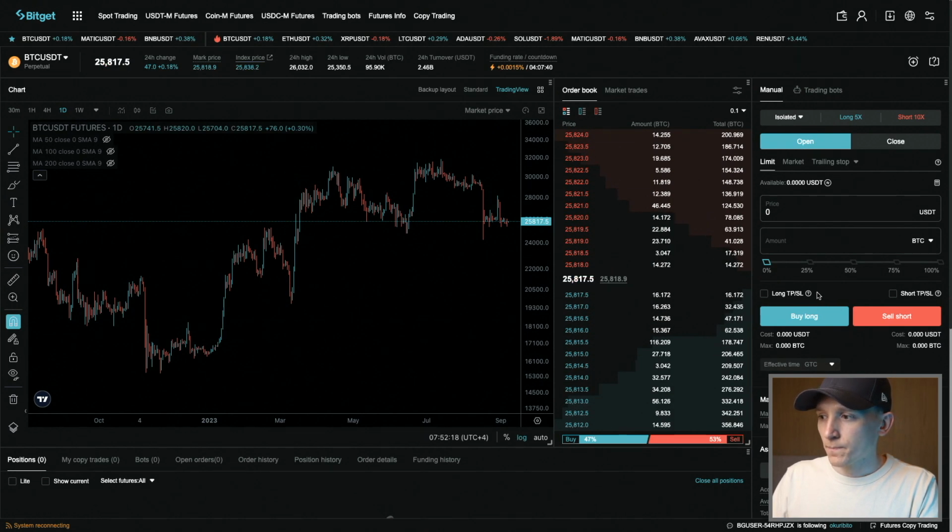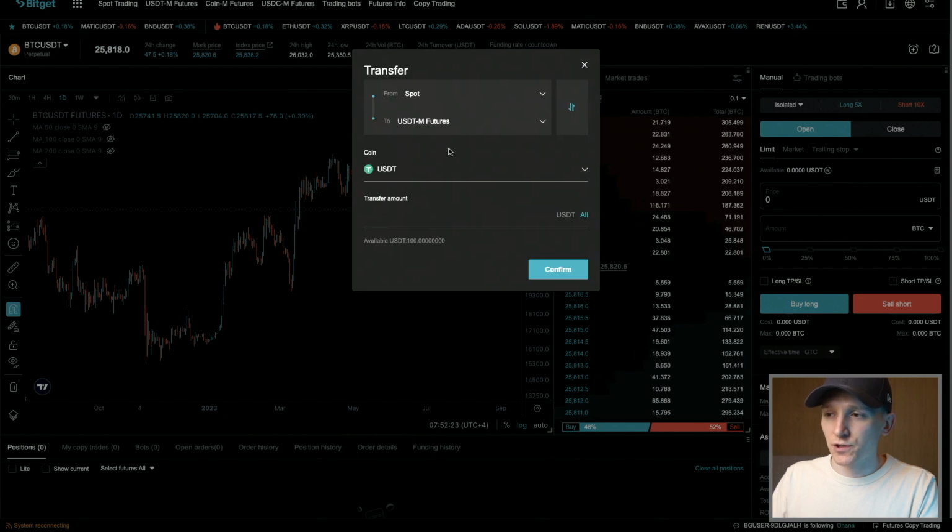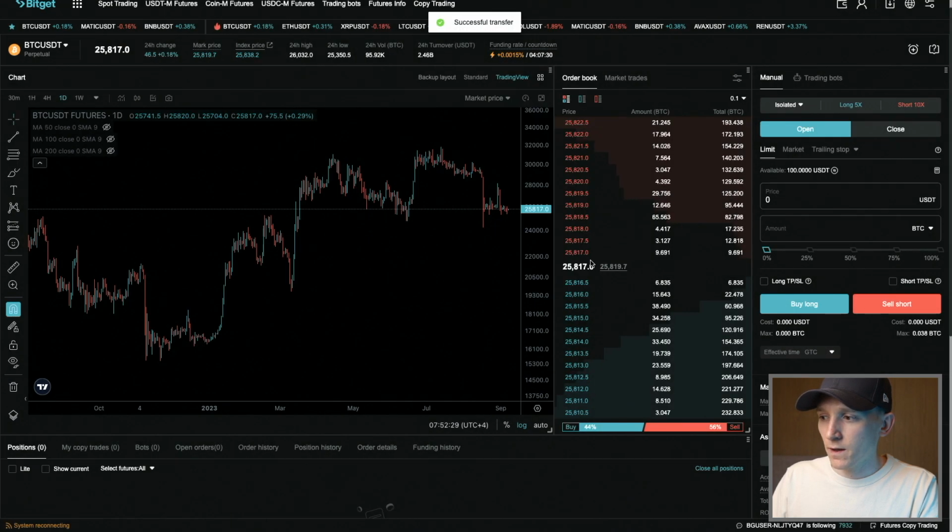So what we're going to do is we're going to transfer some assets into the futures trading system. So we're going to go from the spot account into futures. We'll just put everything in here, $100. So we're going to press confirm. And now we have $100 of margin to go ahead and trade within the futures market.